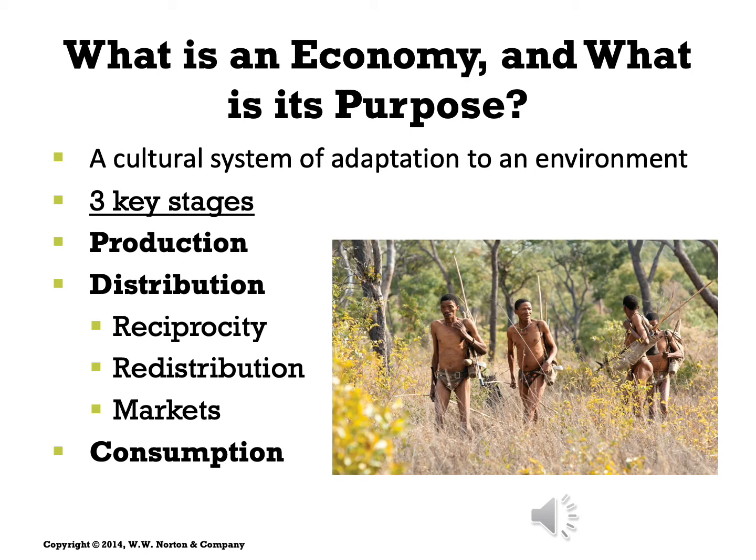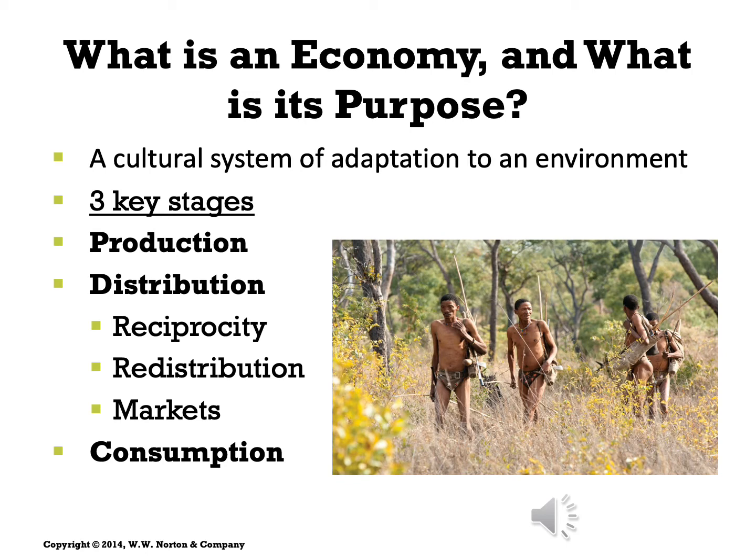view. All economies involve three key stages: production, distribution, and consumption. Production involves how necessary goods are produced. When talking about production, anthropologists often focus on food production. As such, we will look at different food production strategies, everything from foraging to industrialized agriculture.